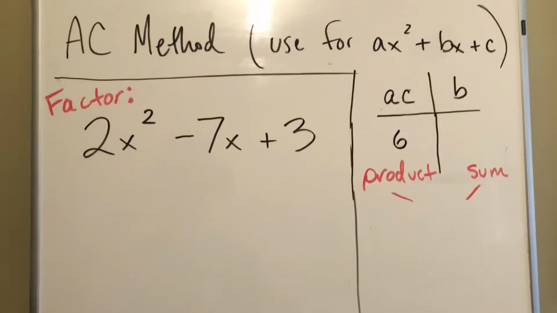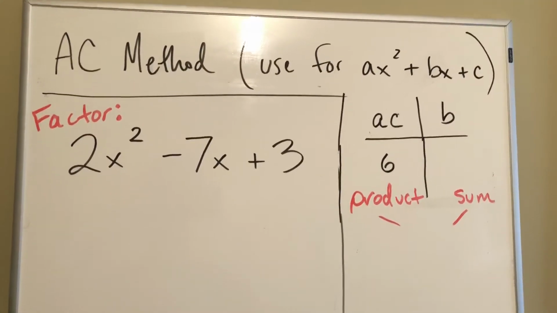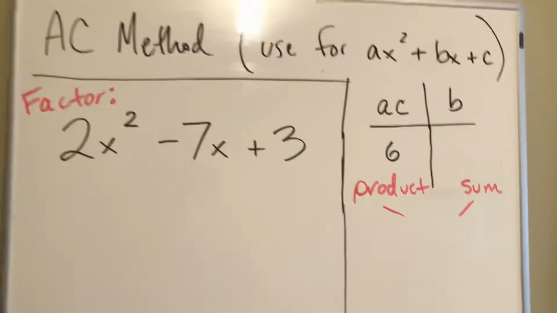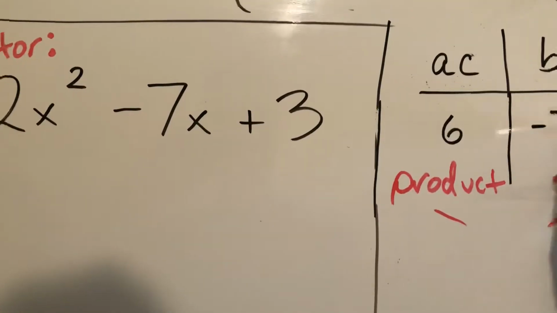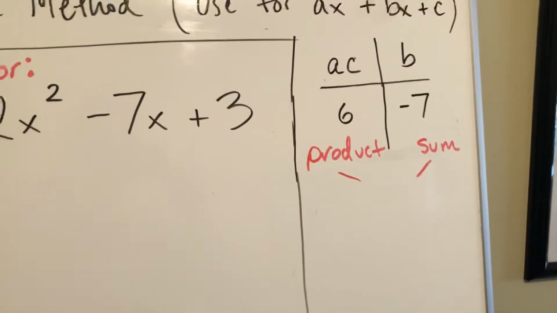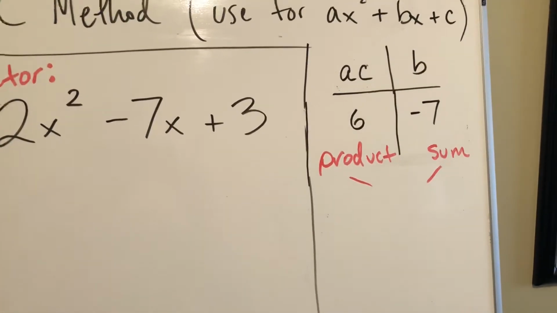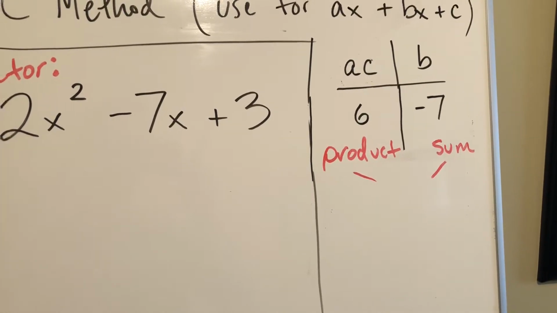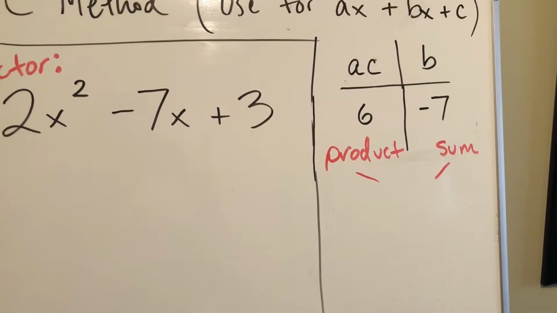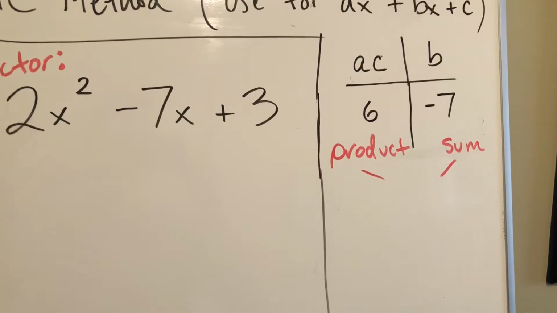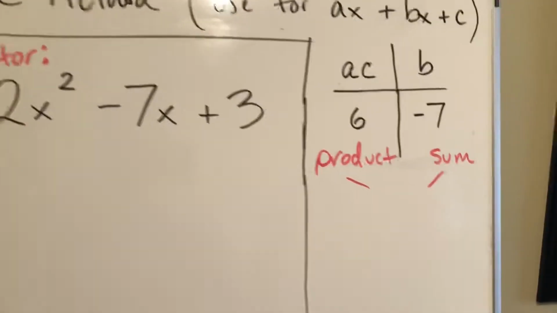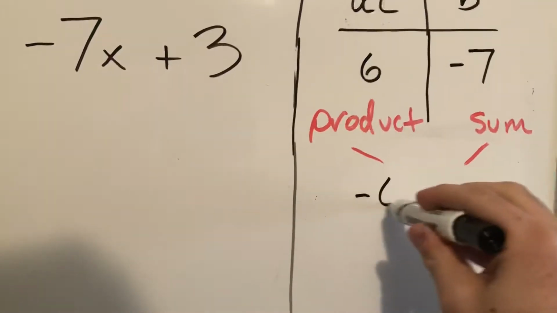The B value is the coefficient of the x term in the quadratic expression. In this one, that would be negative 7. So to use the AC method, I need to know what two numbers have a product of positive 6 and a sum of negative 7. The only way to get a positive product with a negative sum is to have two negatives. So my values here are going to be negative 6 and negative 1.